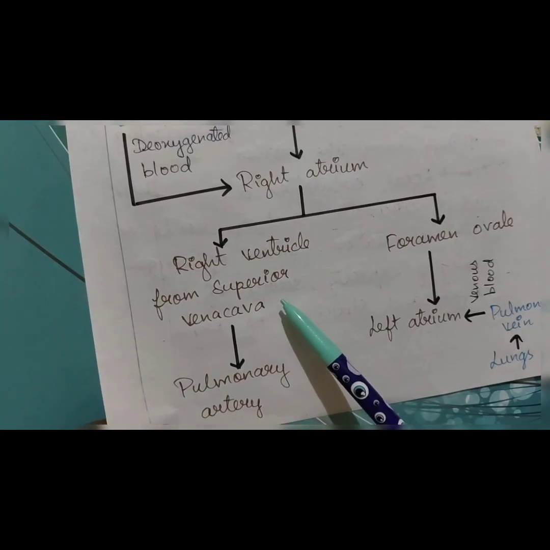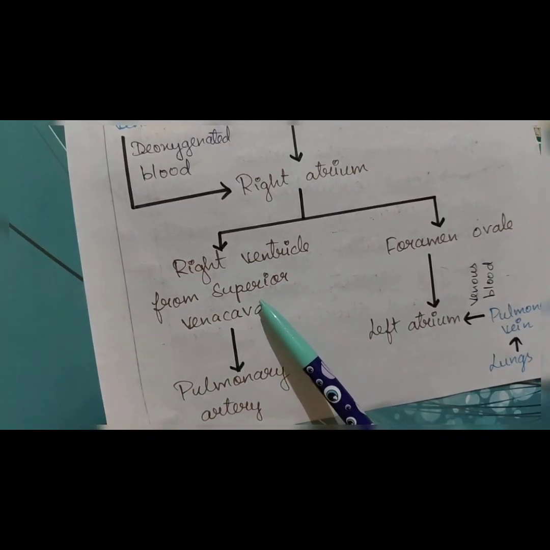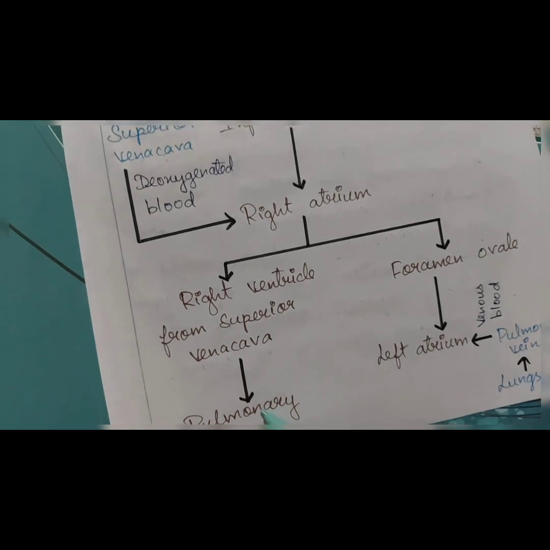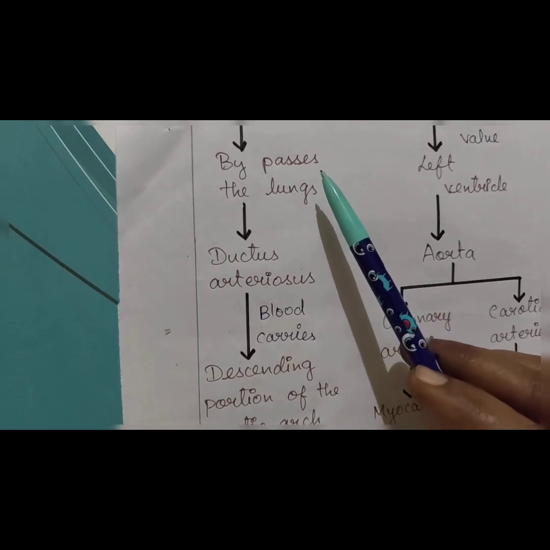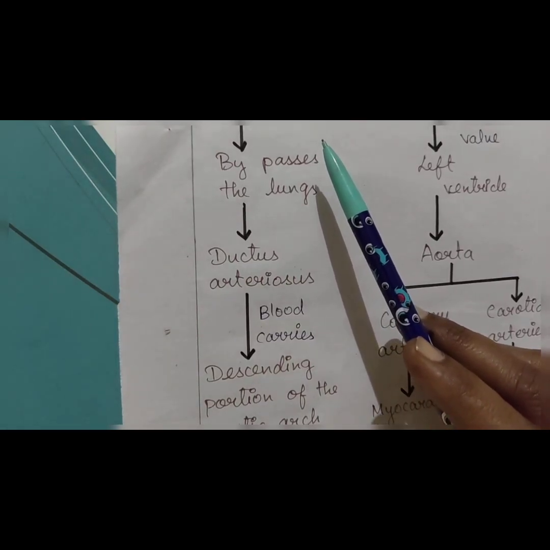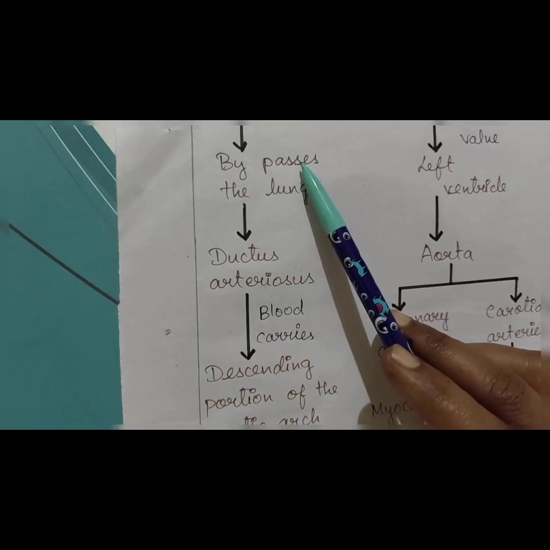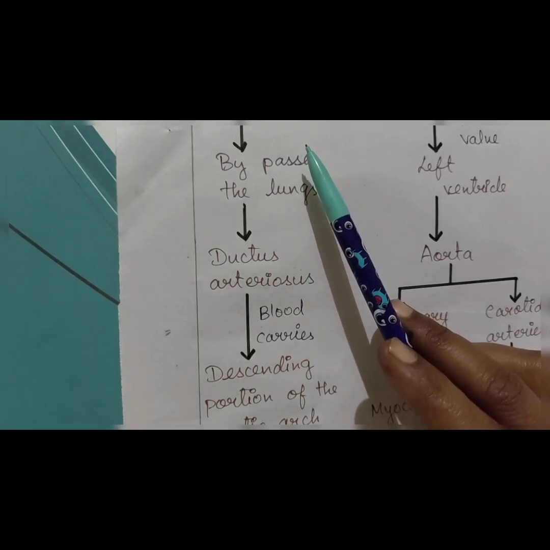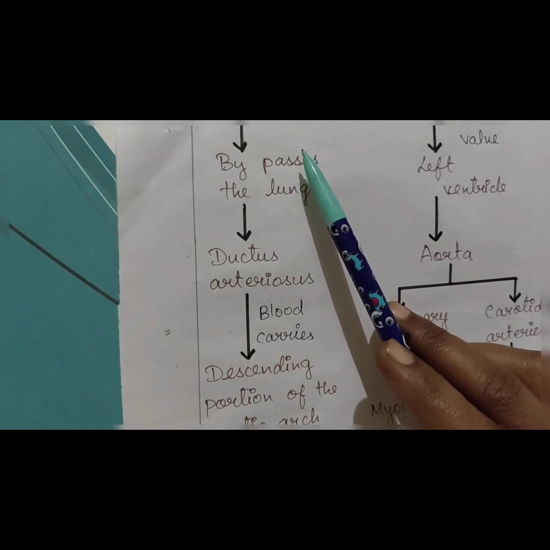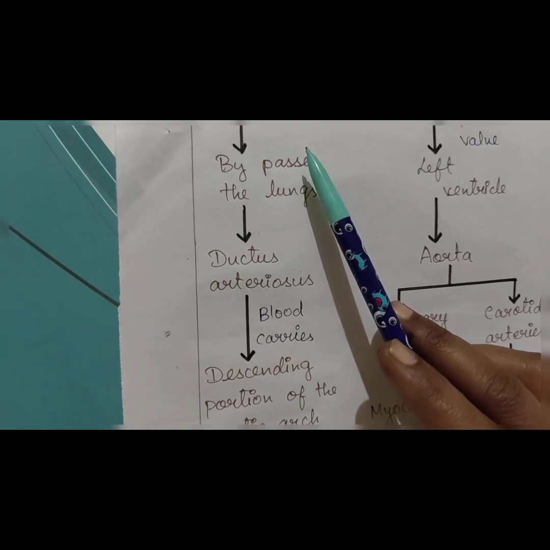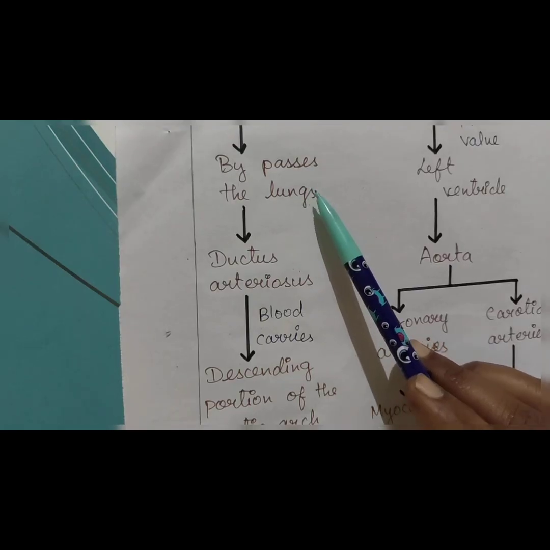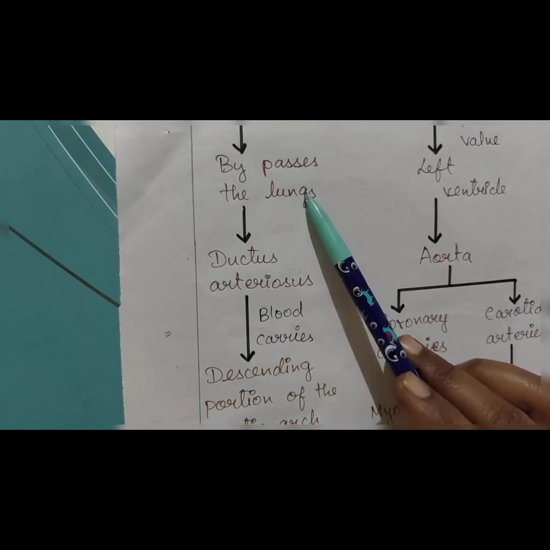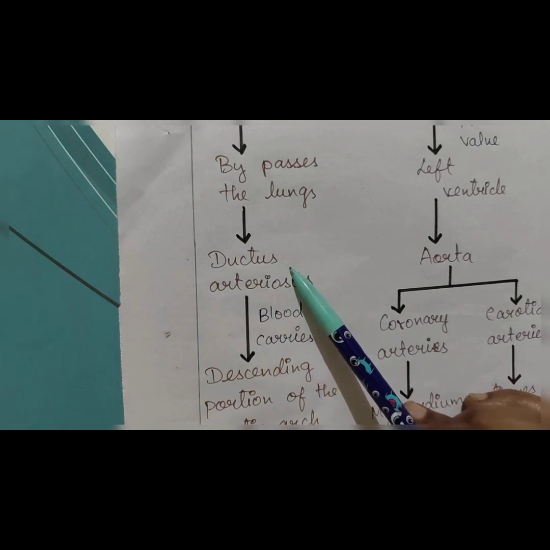So you can see that the right ventricle receives the superior vena cava blood, and next it enters the pulmonary artery. Then the blood bypasses the lungs, passing through the pulmonary artery, and goes to the ductus arteriosus.